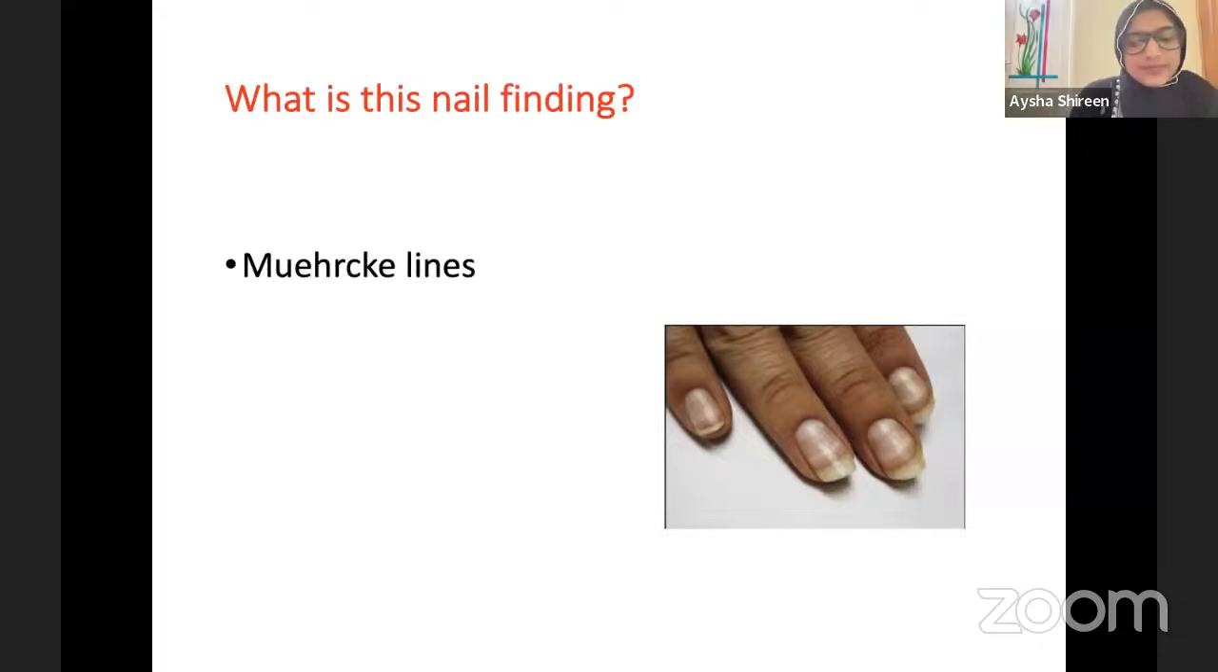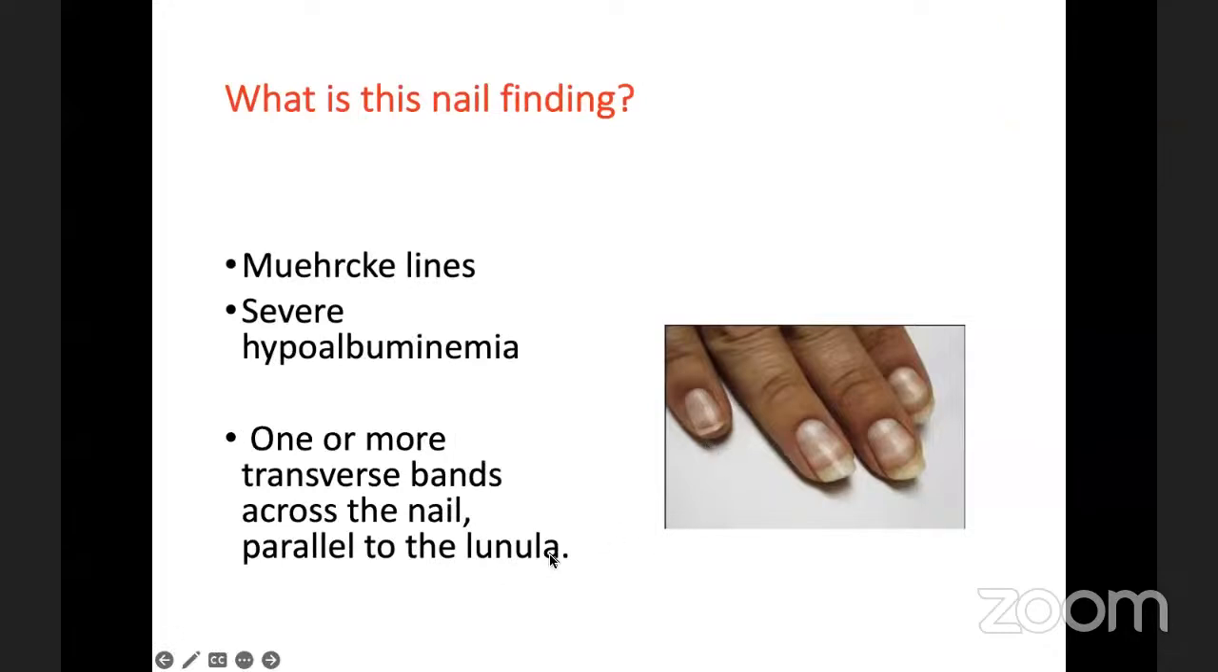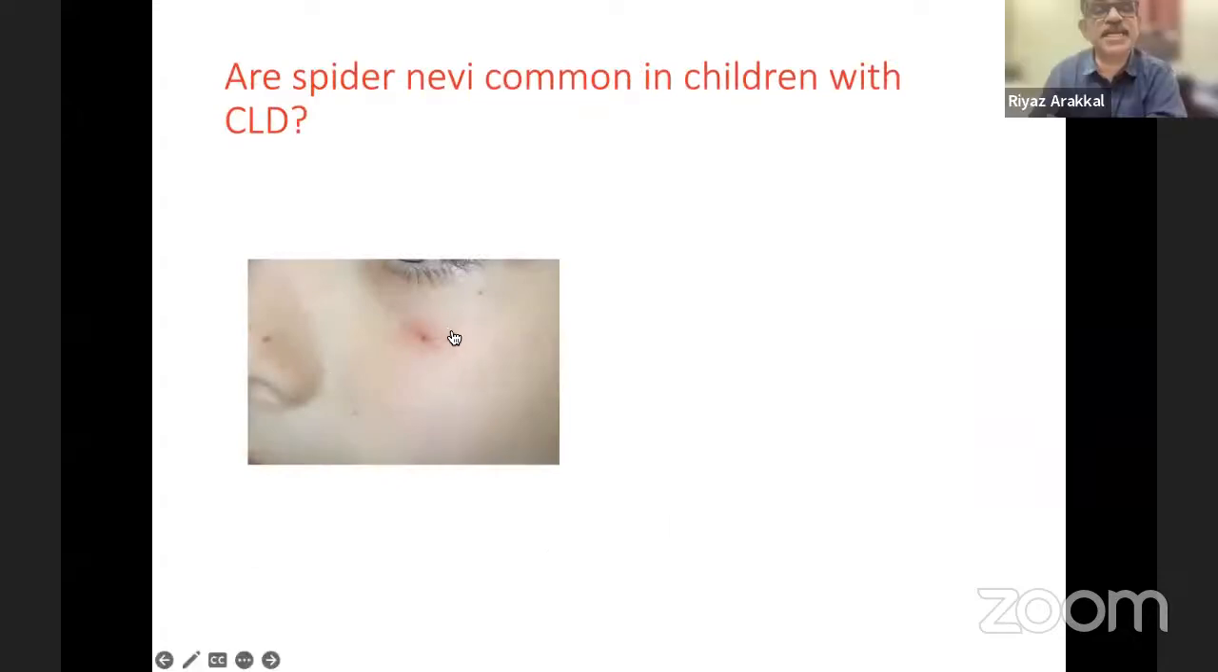Muehrcke lines. Muehrcke lines. One or more transverse bands across the nail is Muehrcke lines. So here you can see spider nevus.